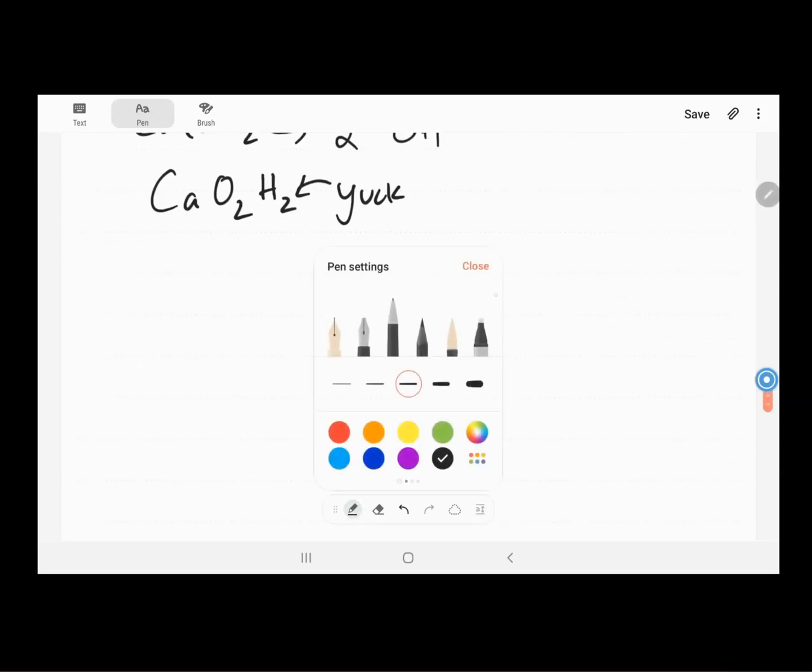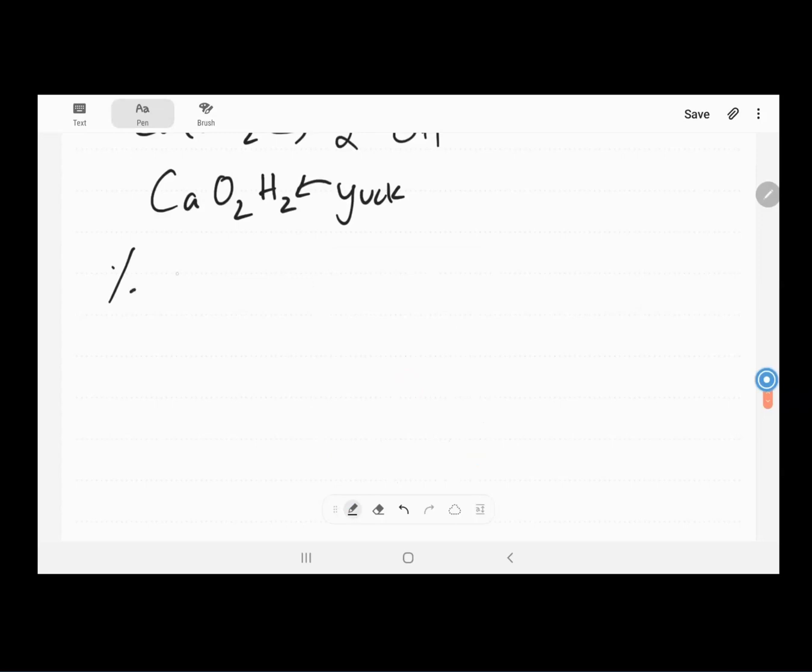Let's go ahead and find the percent of calcium, percent of oxygen, and percent of hydrogen. So go ahead and do the same thing we've just done. What's the first step, by the way? Find molar mass. Yes, indeed.